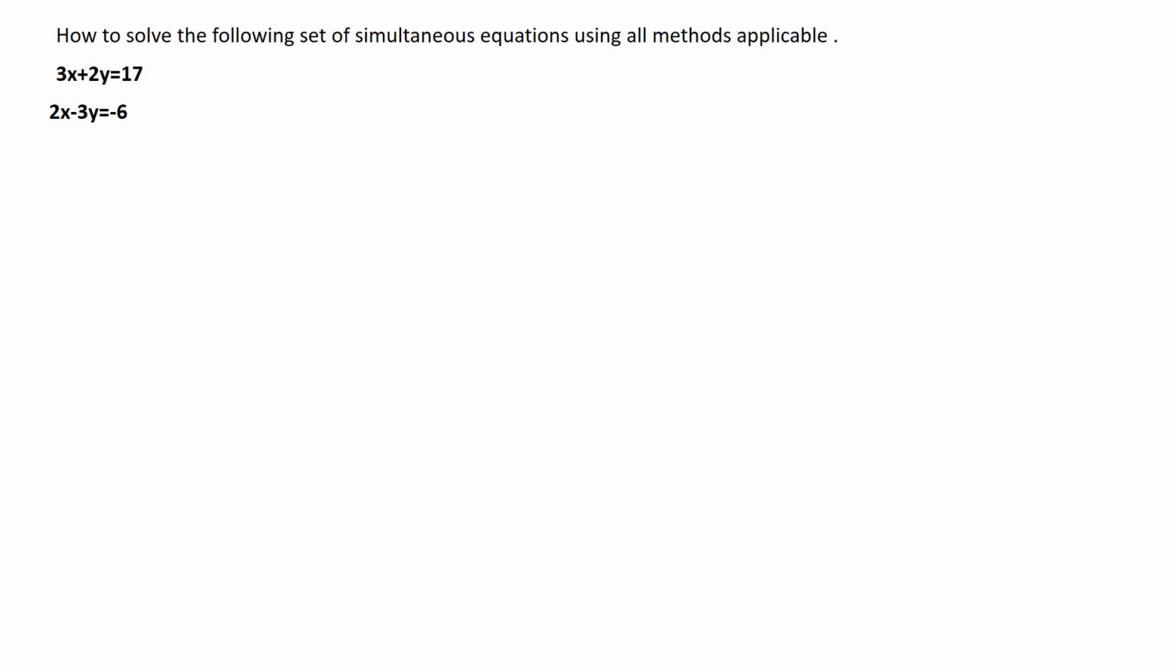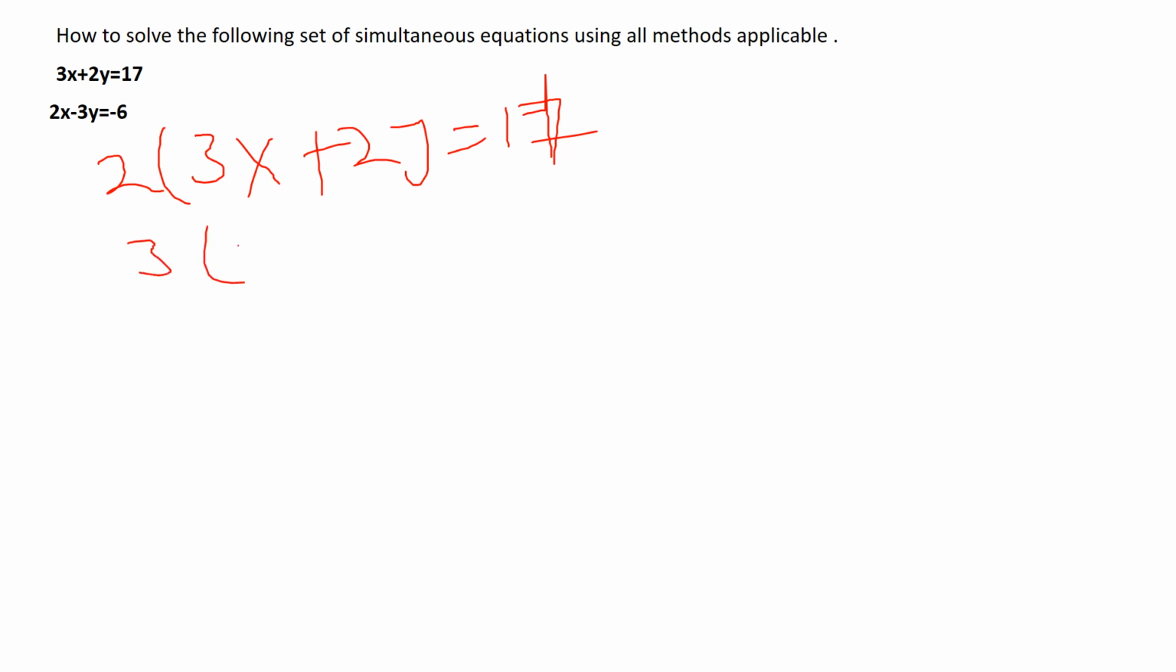What I mean is this: the coefficient of x in the second equation is 2, so we multiply it by the first equation, 3x plus 2y equals 17. Then we take 3 and multiply it by the second equation, 2x minus 3y equals negative 6, so we can get rid of the brackets.